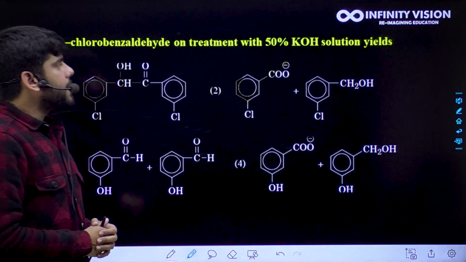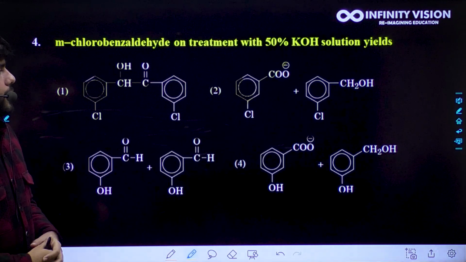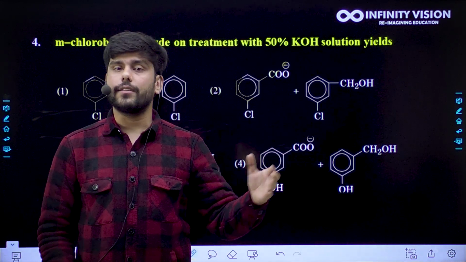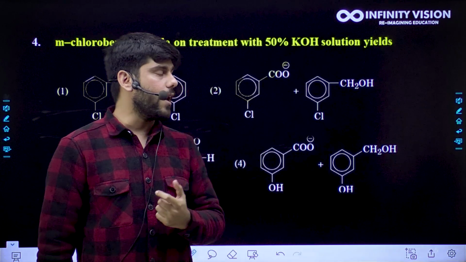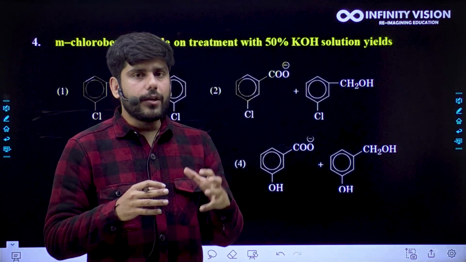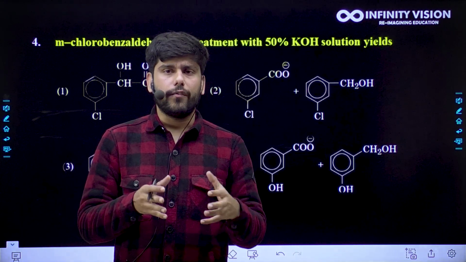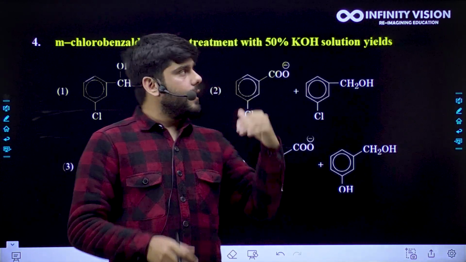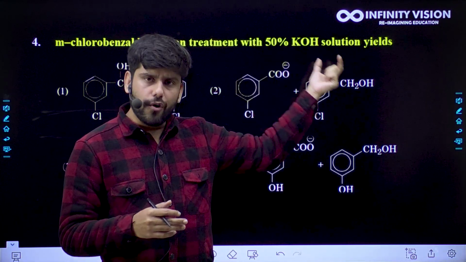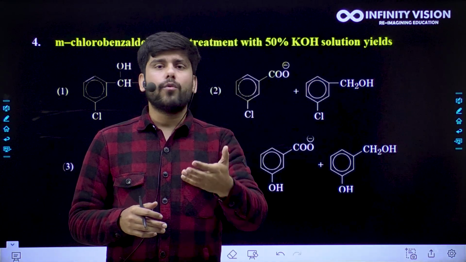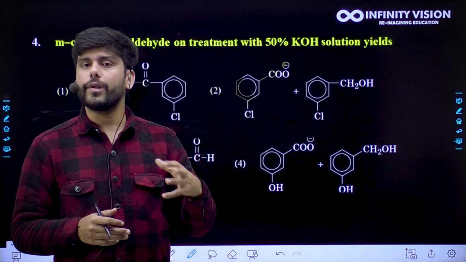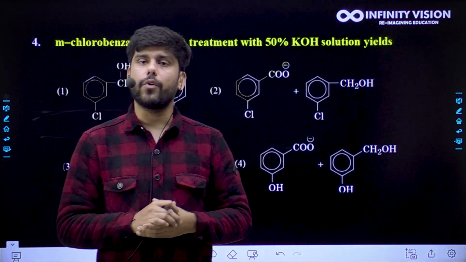Metachlorobenzaldehyde on treatment with 50% KOH solution yields. Now, this is also based upon NCERT theory. This reaction is Cannizzaro's reaction, again a name reaction from the carbonyl compounds. Now, we know that carbonyl compounds which do not have alpha hydrogen undergo disproportionation in the presence of a strong base, and one of the molecules gets oxidized to the corresponding acid part and the other molecule gets reduced to the corresponding alcohol moiety.